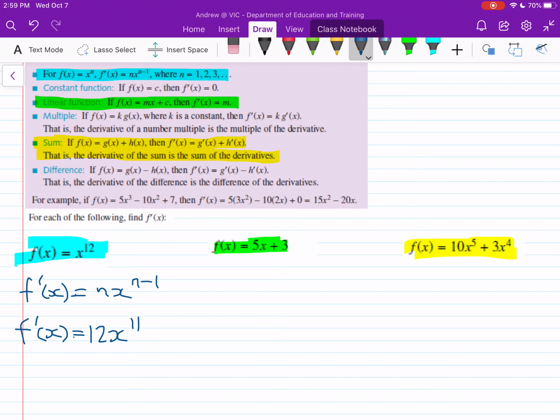So this here is a linear function, and there's a rule here for this, but you can treat it like the sum that we're going to do for the next one as well, and understand that the constant goes to 0. But for a linear function, f(x) is equal to mx plus c, then f'(x) is just going to equal m. So we can just write that out.